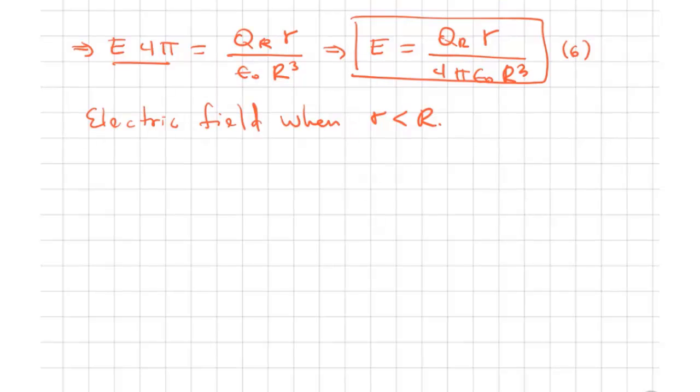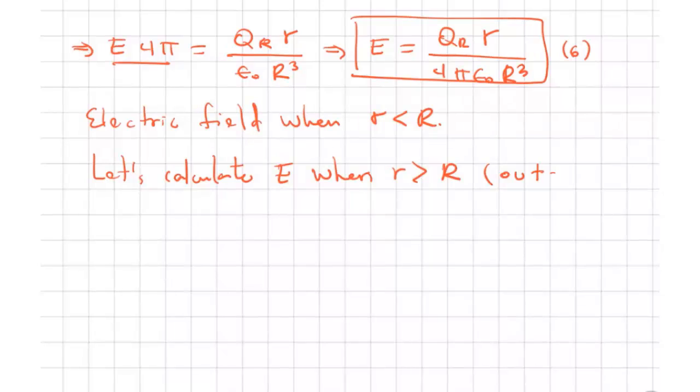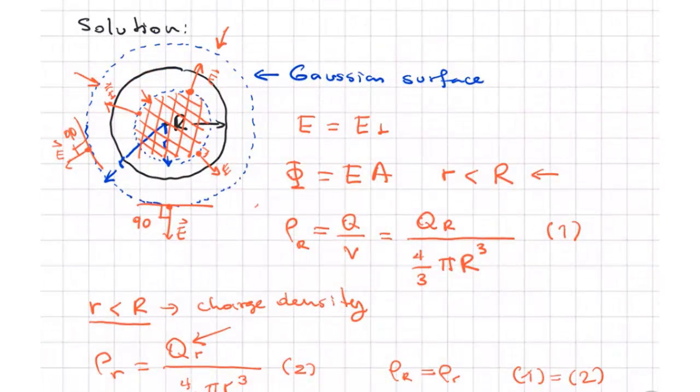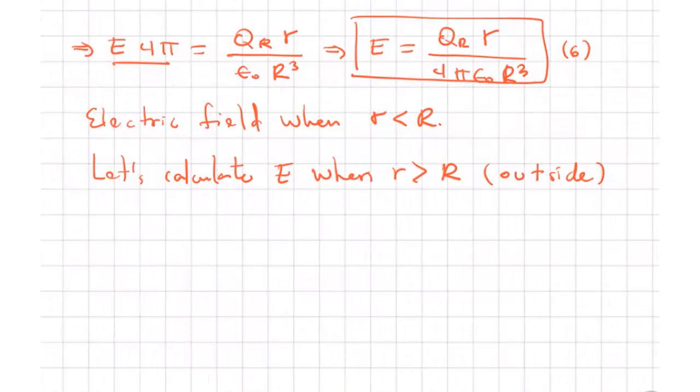So let's calculate E when r is greater than the radius of the sphere. That means that we are going to calculate the electric field outside the sphere, at this point, outside of the sphere.